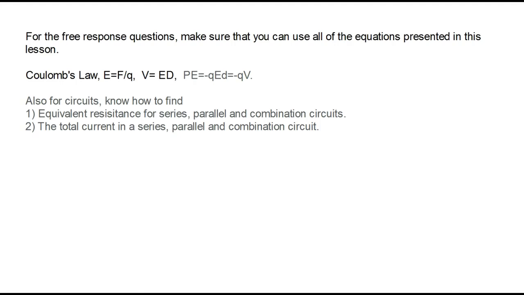In the free response questions at the end of the test for this unit, make sure that you can use all of the equations that I have presented. Coulomb's law, electric field strength is force per unit charge, voltage is electric field strength times distance, potential energy is equal to negative QEd, which is also equal to negative QV. You also need to be able to find equivalent resistances for series, parallel, and combination circuits, and the total current in series, parallel, and combination circuits.